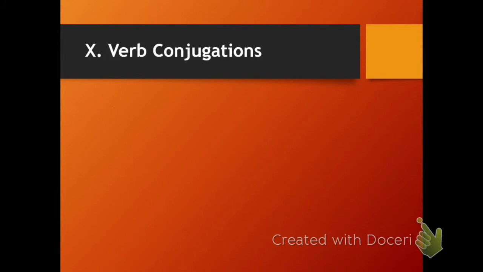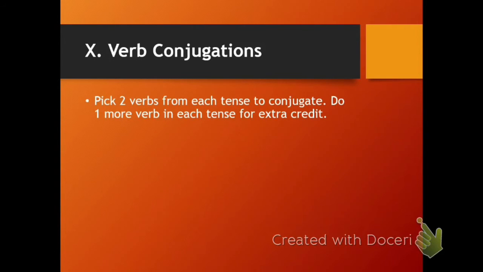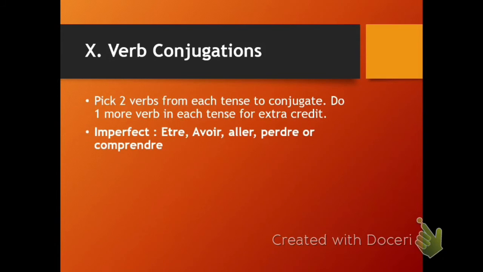Alright, on to our final section. This is going to be our verb conjugations. What you'll need to do is to pick two verbs from each tense and conjugate them. You may choose one more verb from each tense for extra credit. So first up we have the imperfect tense. You need to choose two of these verbs between être, avoir, aller, perdre, or comprendre.